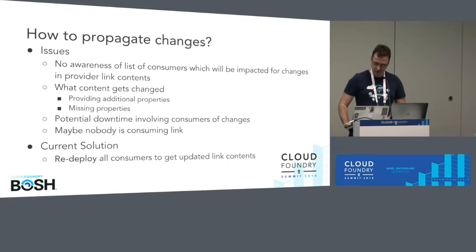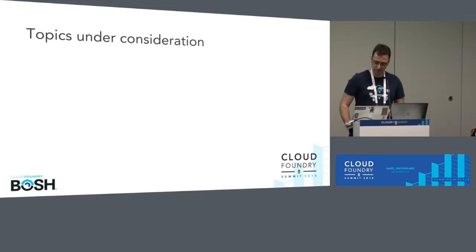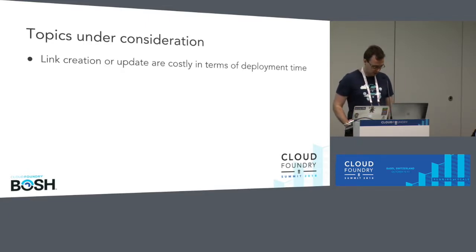And the current solution with the existing links is redeploying the consumers of the link to get the new information after the link is updated. So Links API was and currently is still under development. It's mostly stable, and by that I mean it has been developed for about a year, I think. There's still small updates going on, and there's talk about Links API v2.